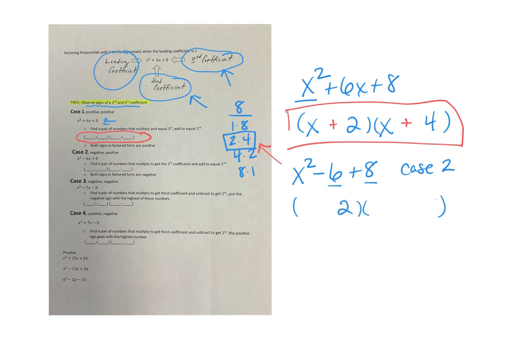So I'm going to go ahead and put 2 and 4. I know that my first term in each of these has to be an x. And under case 2, it says that both of my signs are negative. So that means this is negative and this is negative. So this is my answer for x squared minus 6x plus 8.